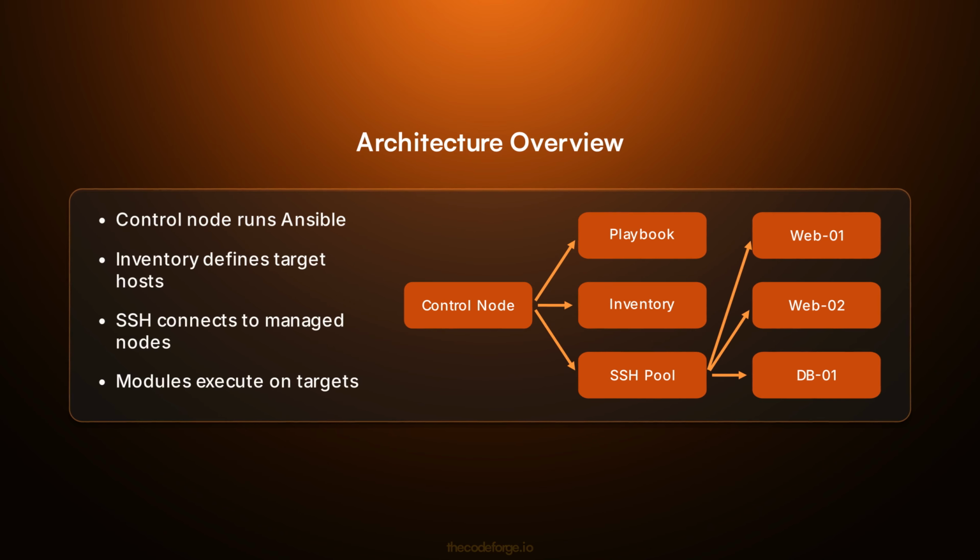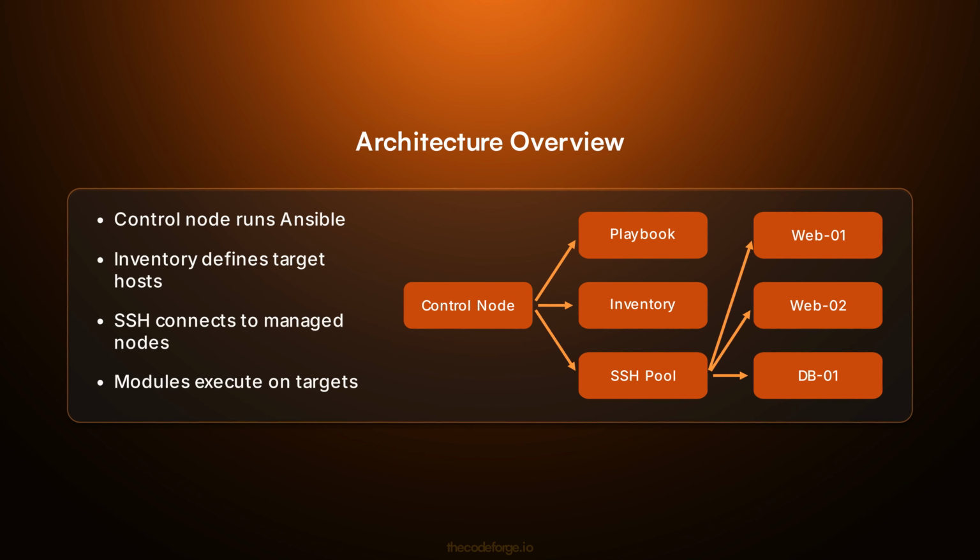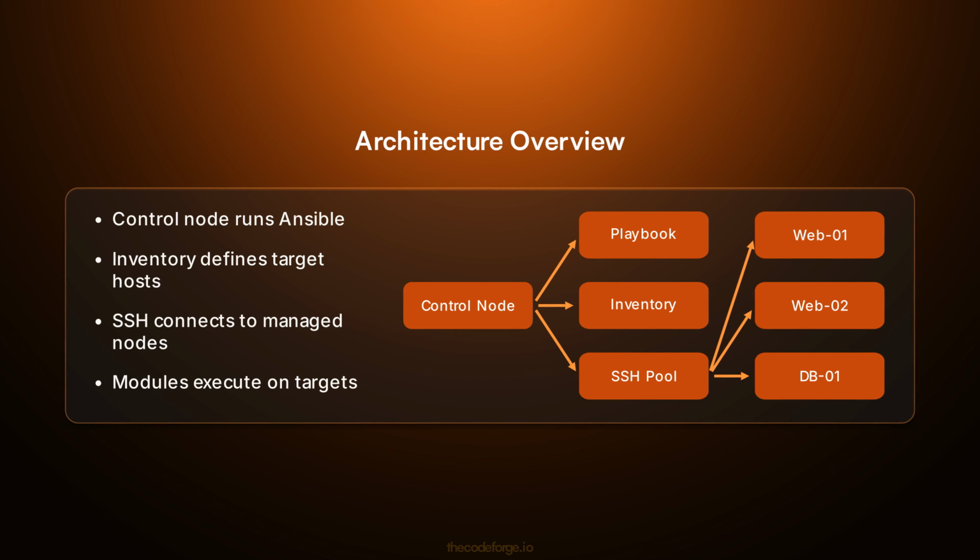Ansible's architecture is simple. A control node runs playbooks against an inventory of managed nodes over SSH. The control node is a single point of failure. In production, run Ansible from a CI/CD platform or multiple control nodes. The SSH connection pool is the bottleneck. Tune forks and enable pipelining for better performance.